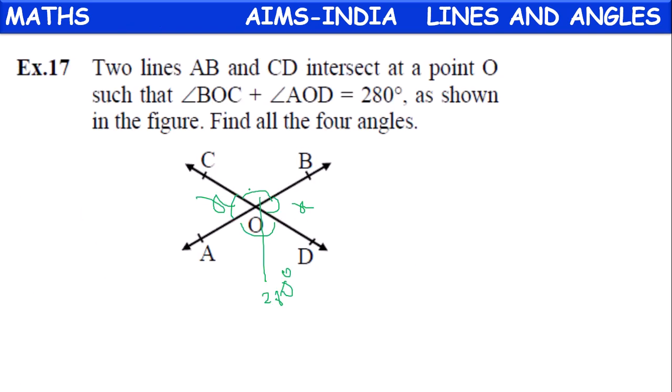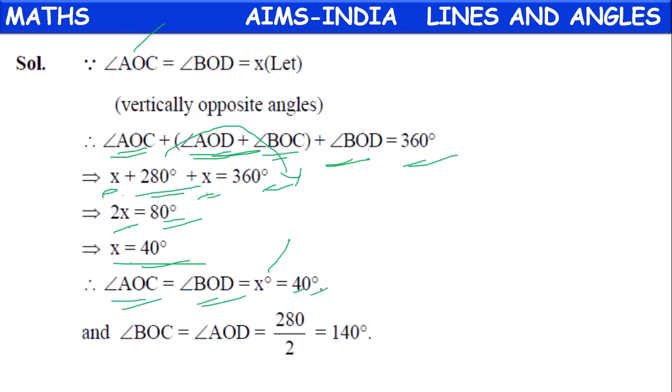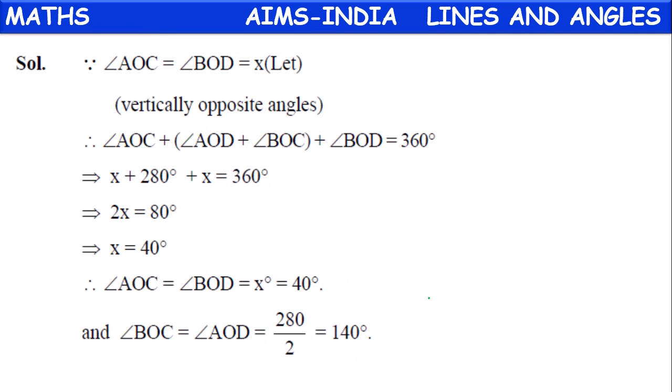What about the remaining two? This BOC and AOD. BOC will be half of 280, because these two sum is 280, means each one will be equal to 140. This will be 140 and this will be 140. So these two are equal to 280 by 2, 140. So the angles are, two angles are 40, 40 and two angles are 140, 140.